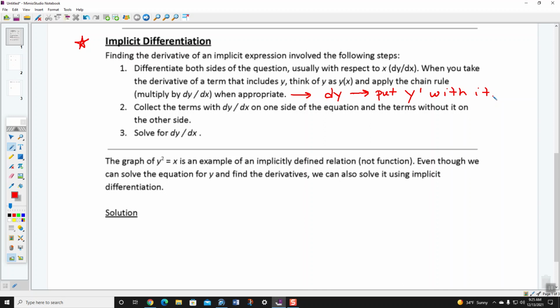It says collect the terms with dy dx on one side of the equation. Anytime you see dy dx, think of that as y prime. So I'm telling you, collect the terms with y prime on one side of the equation and the terms without it on the other. And then finally it says solve for dy dx. I'm going to tell you, we are really solving for y prime.